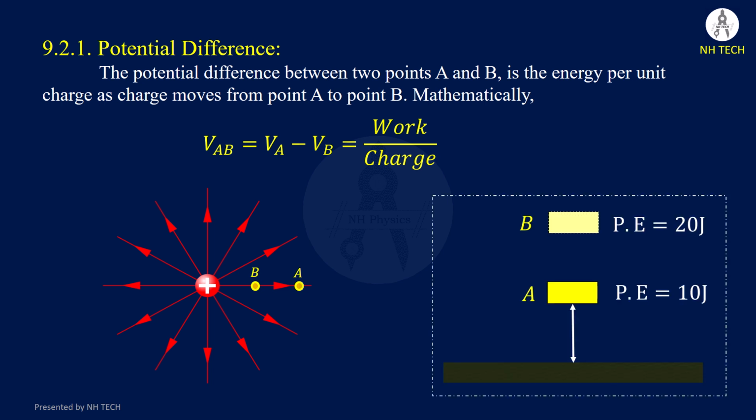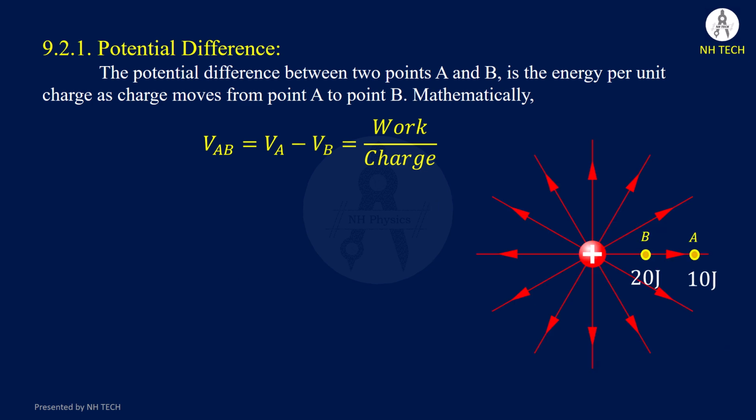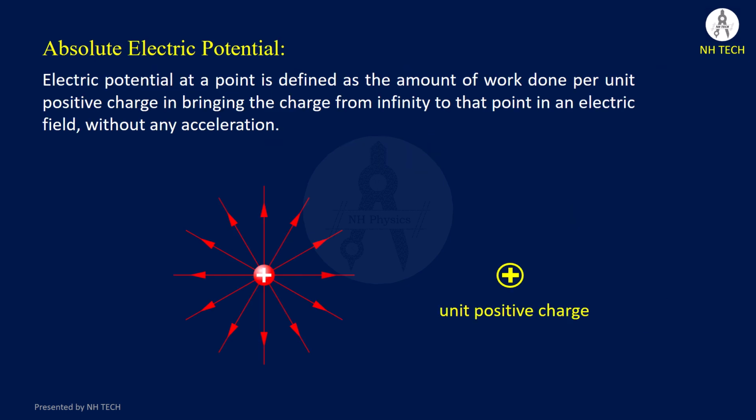This is very similar to gravitational potential difference, which is the amount of work required to lift a mass from one height to another. For example, if the gravitational potential energy at point A is 10 joules, and at point B it is 20 joules, then the difference, 10 joules divided by mass, represents the gravitational potential difference. In the same way, if a charge has 10 joules of electric potential energy at point A and 20 joules at point B, the difference, 10 joules, divided by the charge gives us the electric potential difference between A and B.